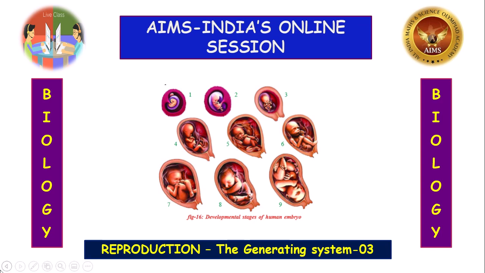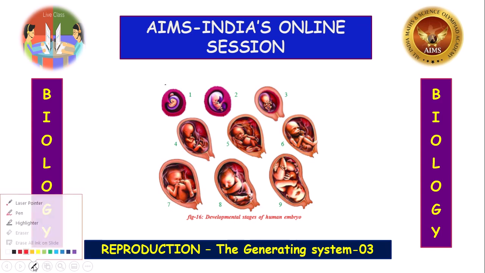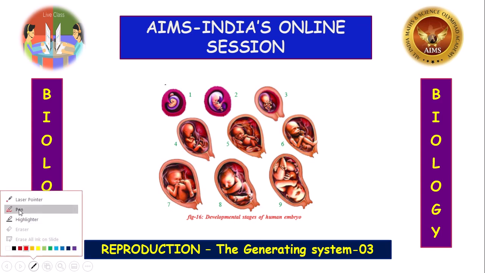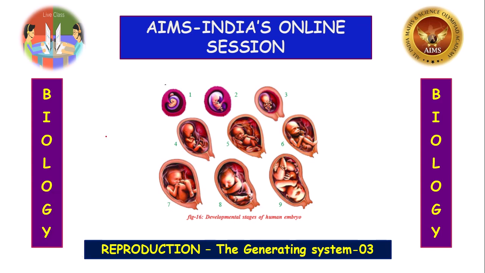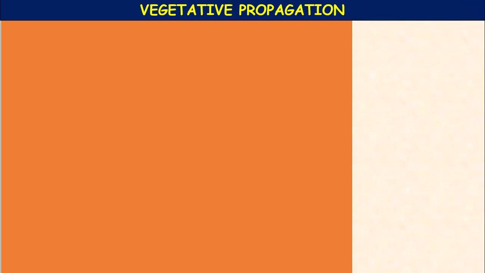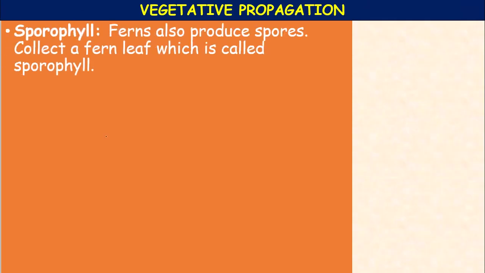Reproduction in fern. Ferns also produce spores. They are also cryptogams. They cannot produce flowers, so they are non-flowering.